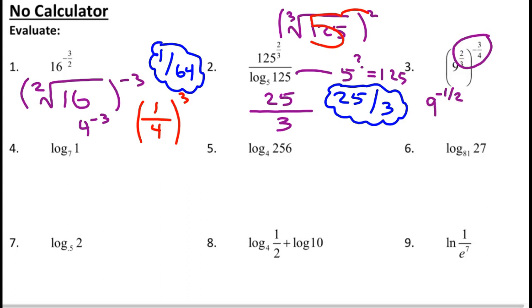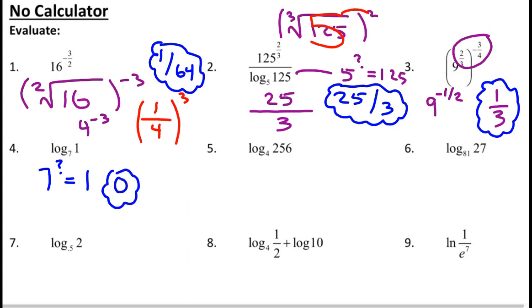And to the half power means you square root. So the square root of 9 is 3. But it's negative 1/2, so it's not 3, it's going to be 1 over 3. So final answer number 3, 1 over 3. Number 4, log of 1 base 7. 7 to what power equals 1? It's going to be 0.